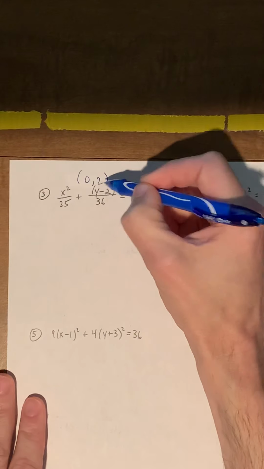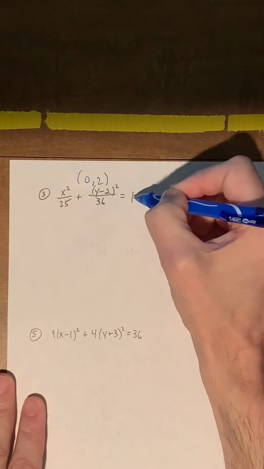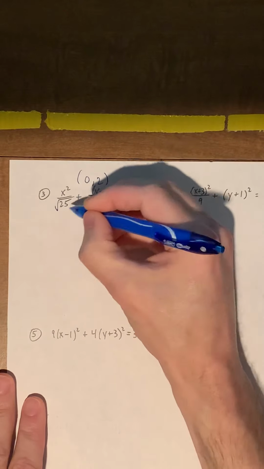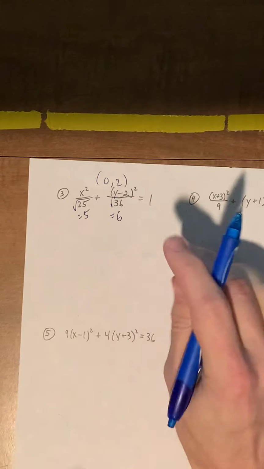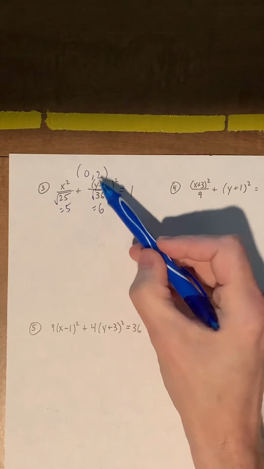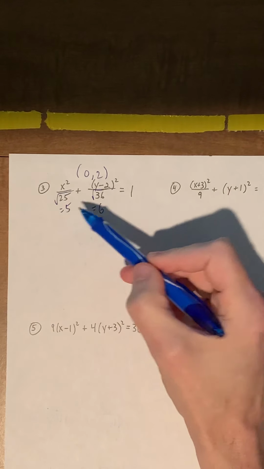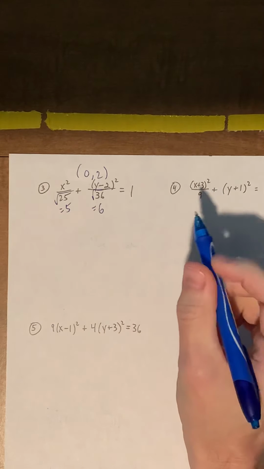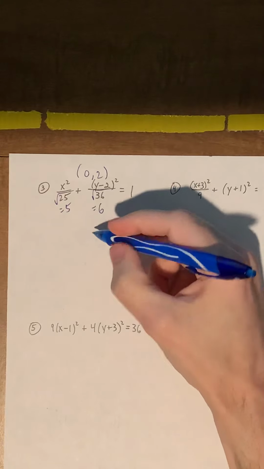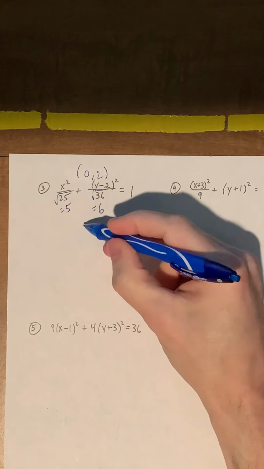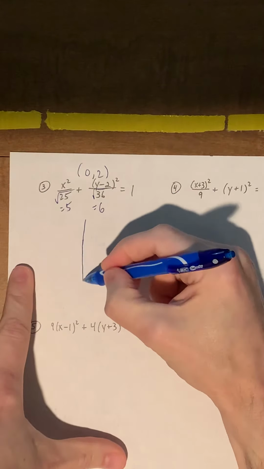So there's your center point. Don't have to divide through by anything, so you can take the square roots to see how far you go up and down. So center point here, 5 left and right for X direction, 6 up and down Y direction, and we're ready to go ahead and graph number 3. All right, so this center point is up a few.